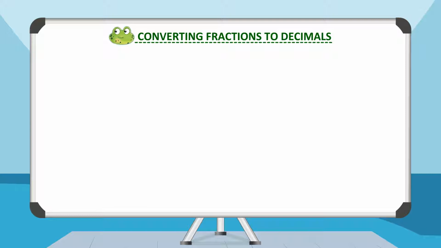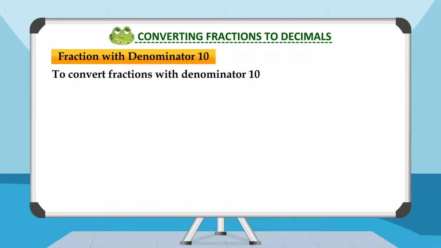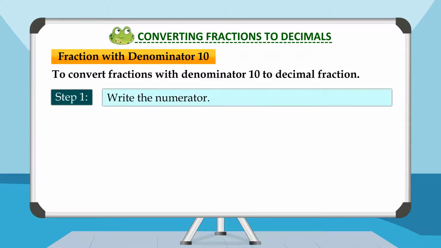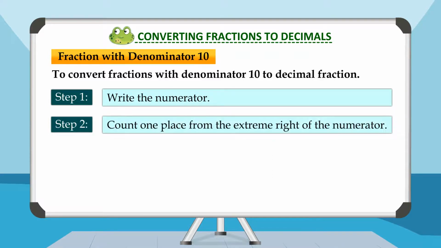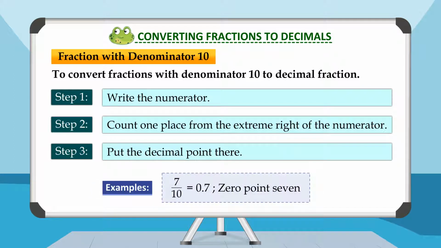Converting fractions to decimals. Fraction with denominator 10. To convert fractions with denominator 10 to decimal fraction: Step 1. Write the numerator. Step 2. Count one place from the extreme right of the numerator. Step 3. Put the decimal point there. Example, 7 upon 10 equals 0.7.